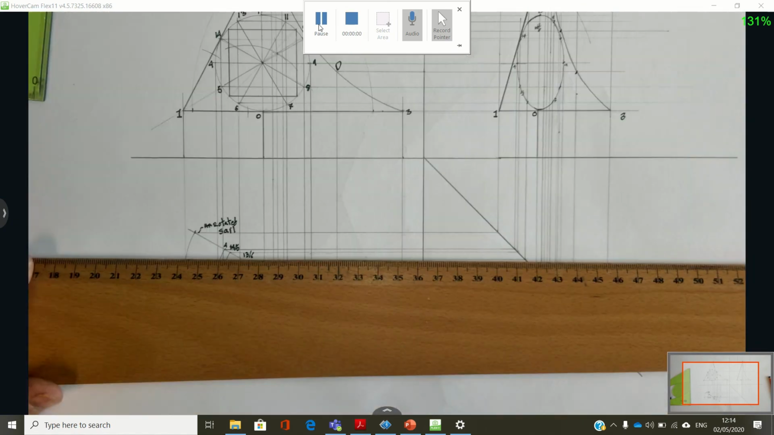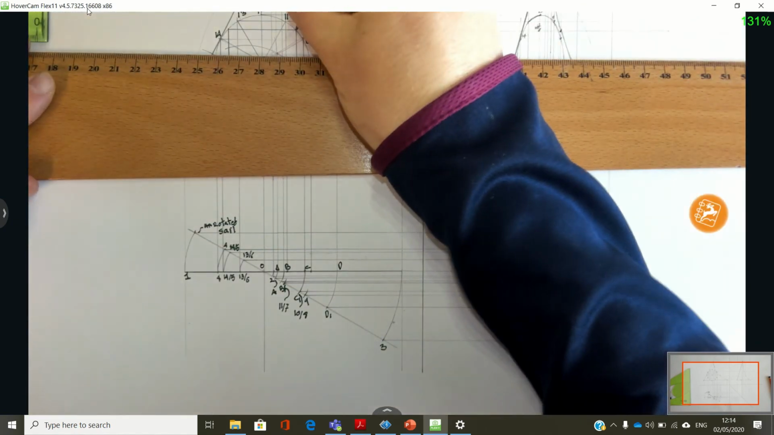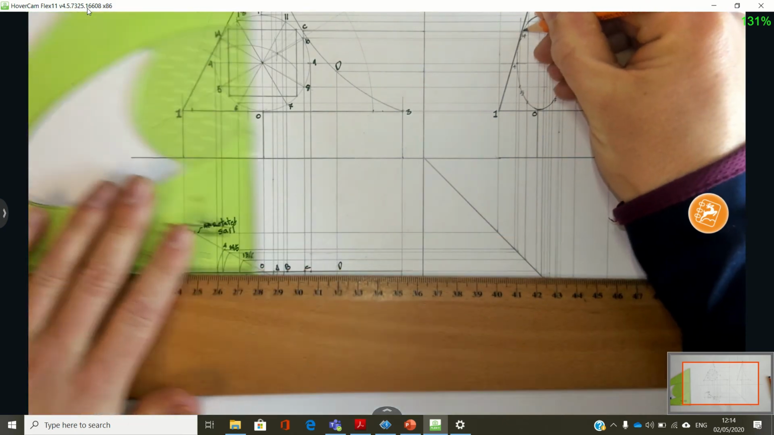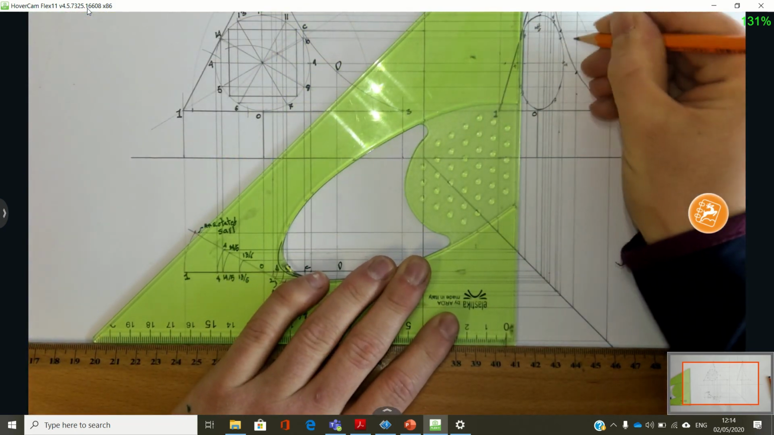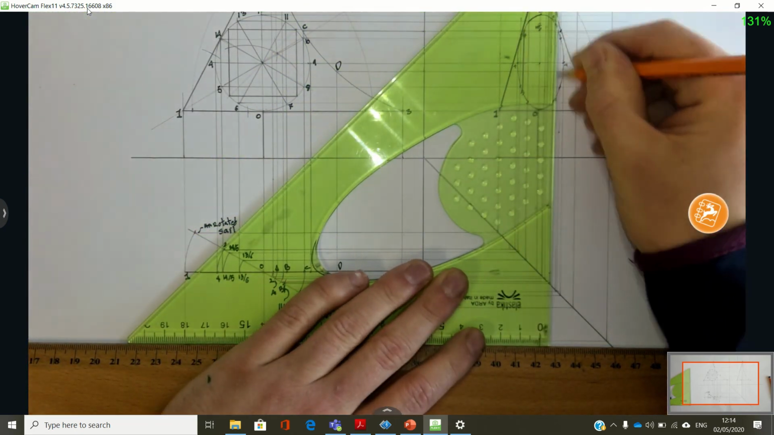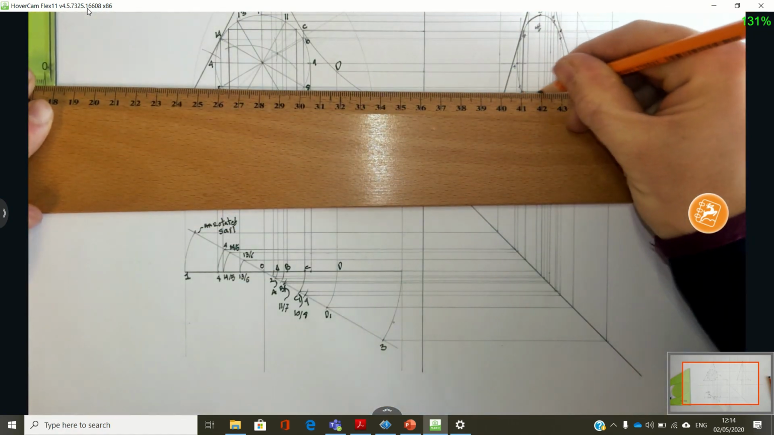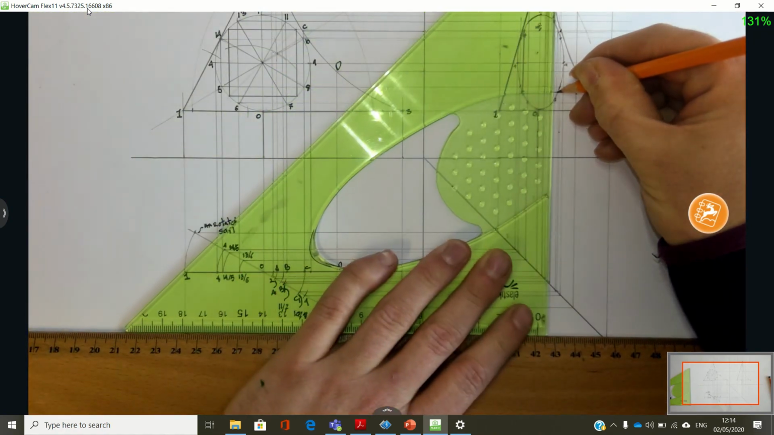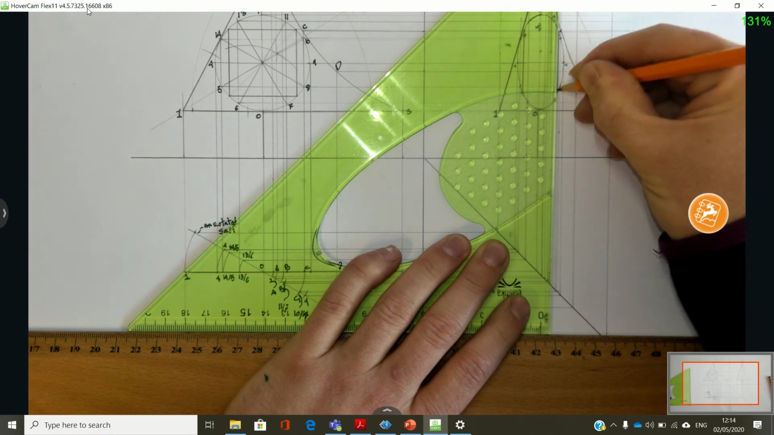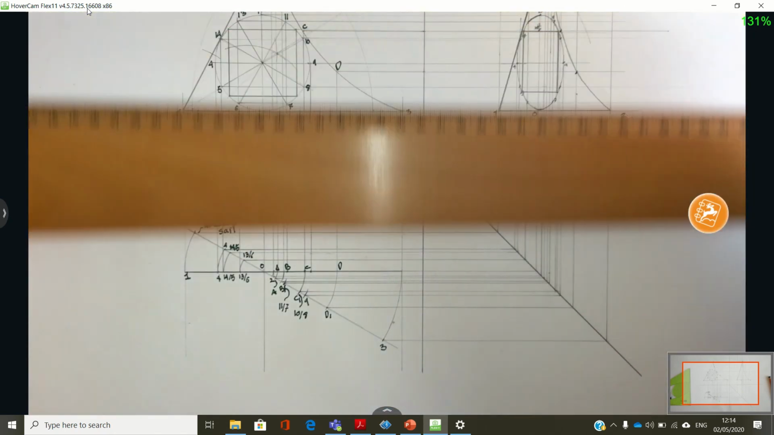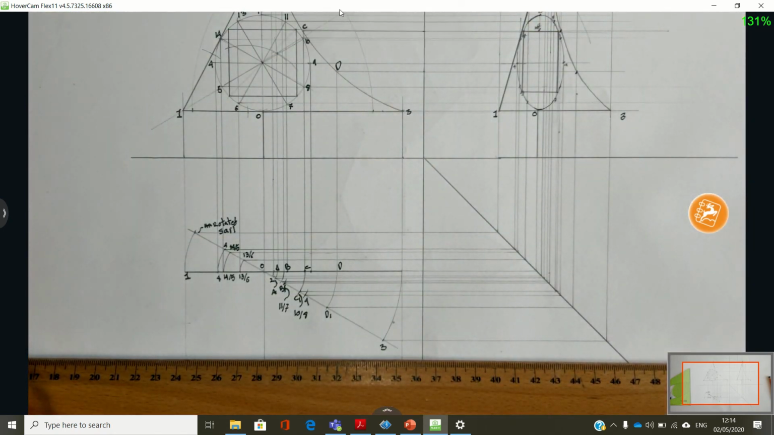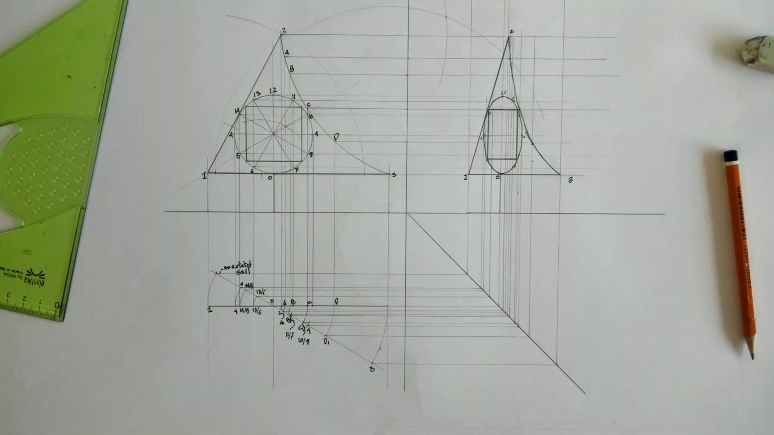It's more accurate. Then the last thing you have to do is, or I have to do the square. So I'm going to bring over the square to touch the curve on the ellipse in end elevation. And that's done. There we go.